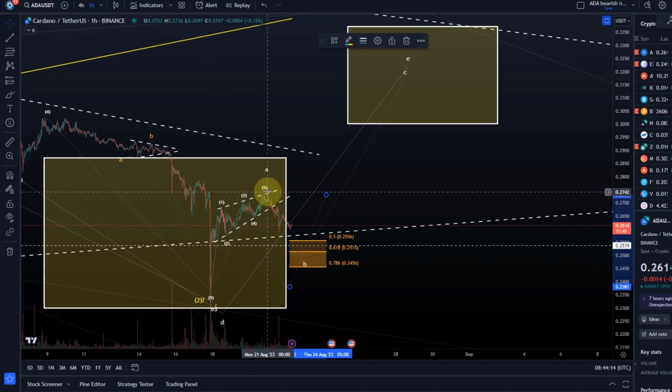Diagonals always need to be taken with caution, with a pinch of salt. Just be careful because they are not impulsive, especially if you understand the context. Chart context is always very, very important.